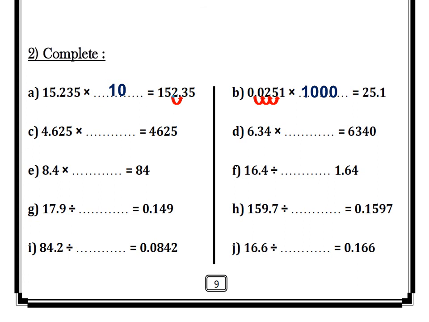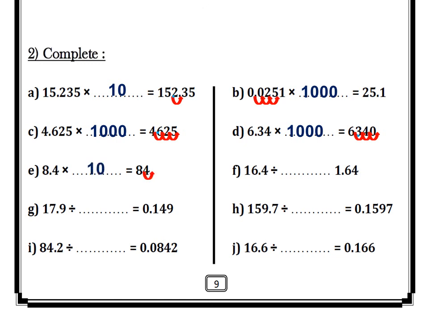4.625 times what gives you 4,625? Your decimal point was between the 4 and the 6. It moved 3 steps, so I multiplied by 1000. 6.34 times what equals 6,340? It was between the 6 and the 3. It moved 3 steps, so I multiplied by 1000. 8.4 times what equals 84? It moved 1 step, so I multiplied by 10.